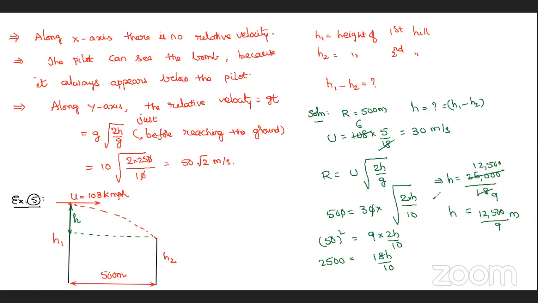So understood now, all of you? Yeah, 12,500 by 9. This is correct. Did you get a different answer? Yes, I think this is correct.